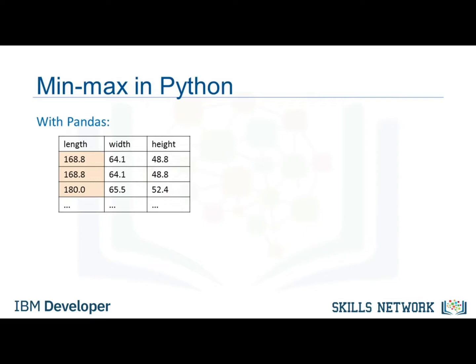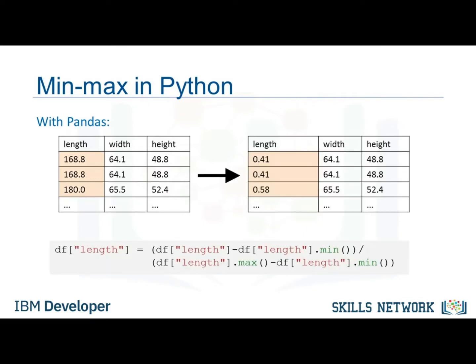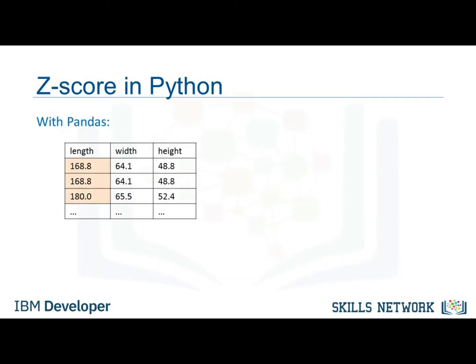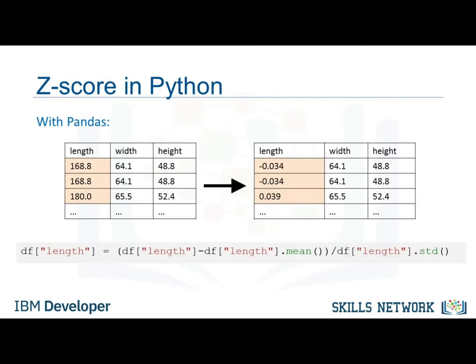Here's the min-max method on the length feature. We subtract each value by the minimum of that column, then divide it by the range of that column, the max minus the min. Finally, we apply the z-score method on the length feature to normalize the values. Here, we apply the mean and std methods on the length feature. The mean method will return the average value of the feature in the data set, and the std method will return the standard deviation of the feature in the data set.